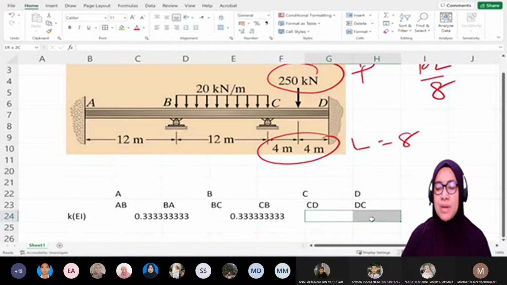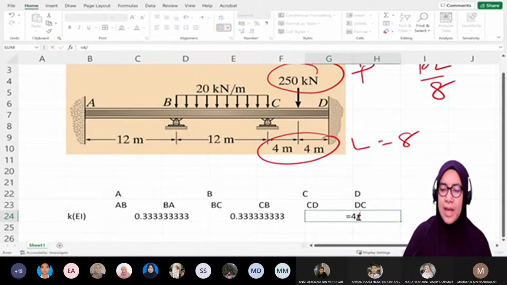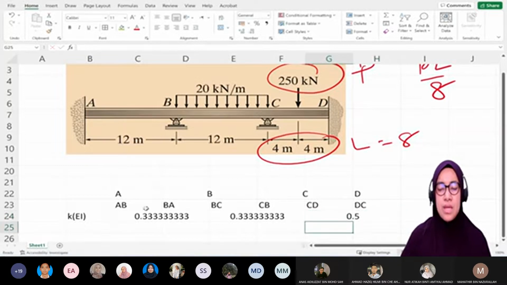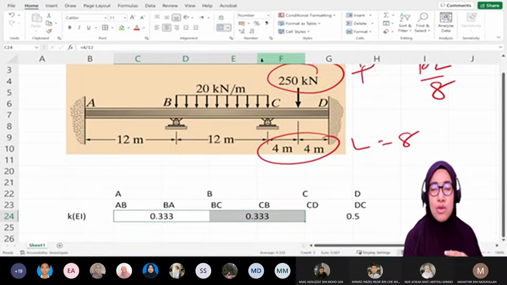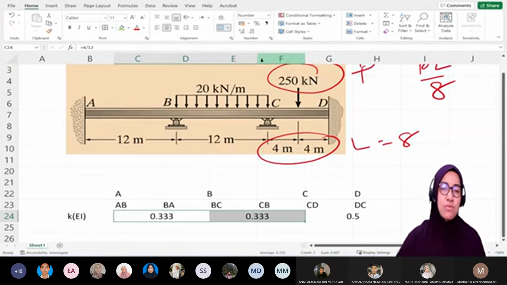And for member CD, it is 4 divided by 8. Okay, this is how we calculate stiffness factor. So if a question asks you to calculate stiffness factor, if you give the answer in this form, you already get full marks.